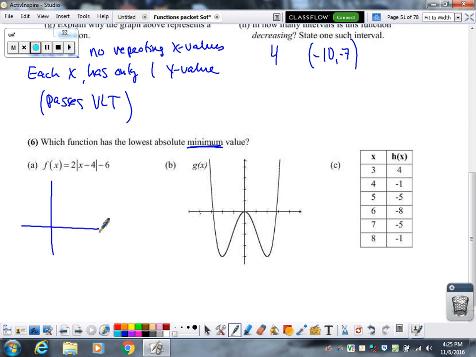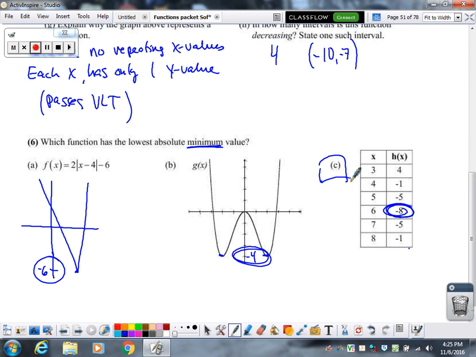Well, what does the graph in letter A look like? We know it's the absolute value, so it's a V graph. Next class, we'll talk about what x minus 4 is. To the right 4, and the minus 6 is down 6. So we have a V that looks like this. Negative 6 is its minimum. For letter B, it's a little bit easier. You just have to count the boxes and notice that negative 4 is its minimum. And in letter C, look at the y values here and notice that negative 8 is the minimum there. Comparing all 3 of those, which one has the lowest y value? And that would be letter C, choice C.